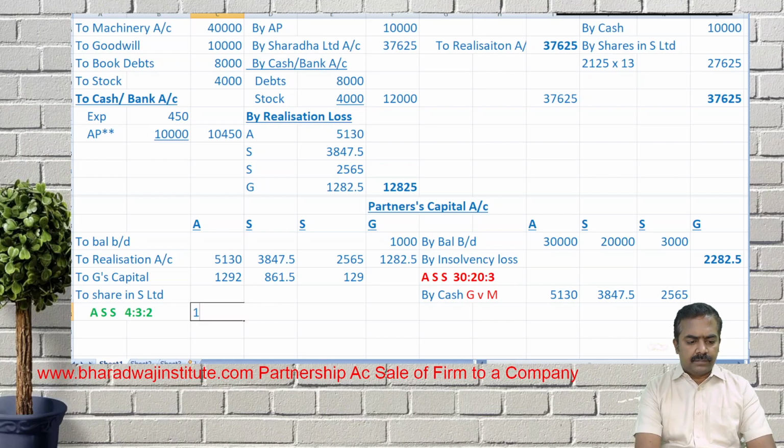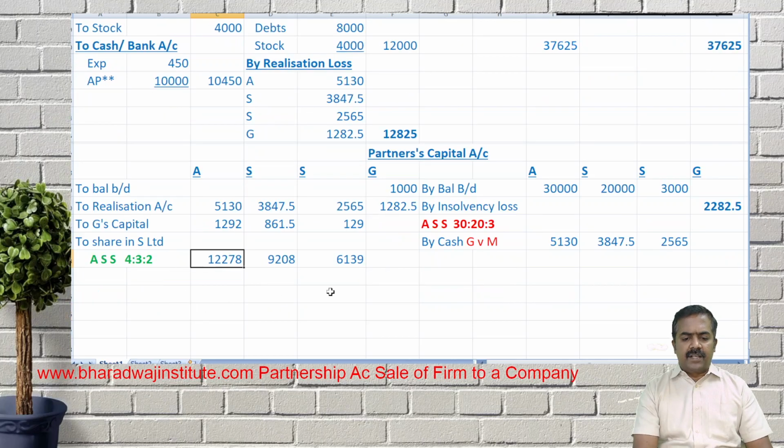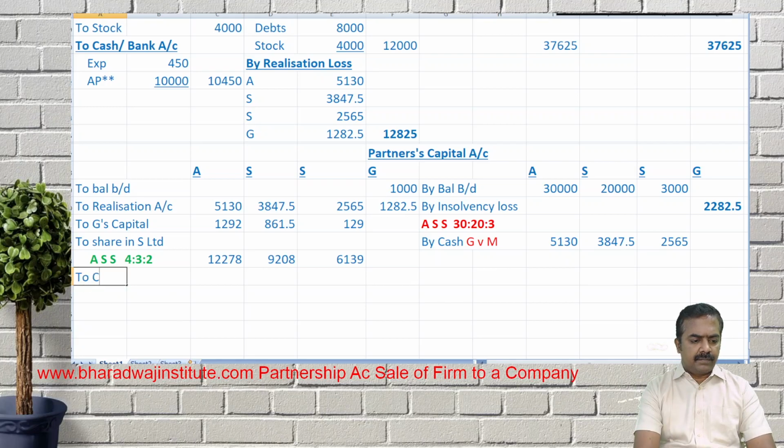12,000. This into 3 by 9, 9208. The third partner, this into 2 by 9, 61. So shares எடுத்துப்பாங்க. The balance will be settled in cash. The balance, if any, will be settled in what? Cash.